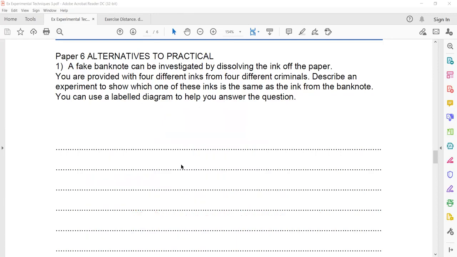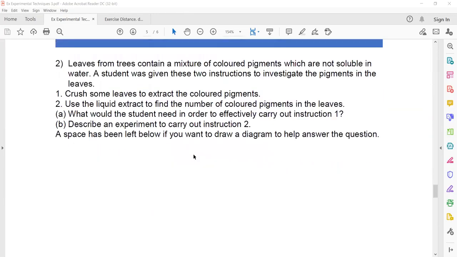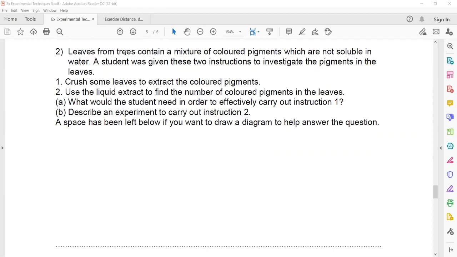Another question, in question 2, leaves from a tree containing a mixture of colored pigments, like leaves having different colors, which are not soluble in water, so we cannot dissolve them in water. The student was given these two instructions to investigate the pigments in the leaf. So first instruction is crush some leaves to extract the color pigment. So first thing, he wants to crush and then extract the color and use the liquid extract to find the number of colored pigments. So what you have to write as the answer for the first one.